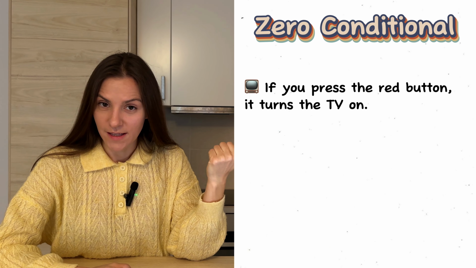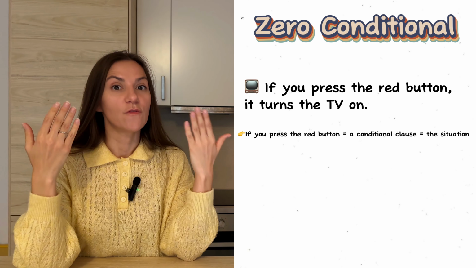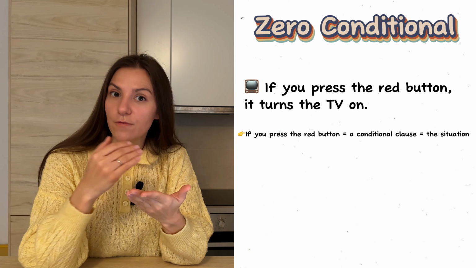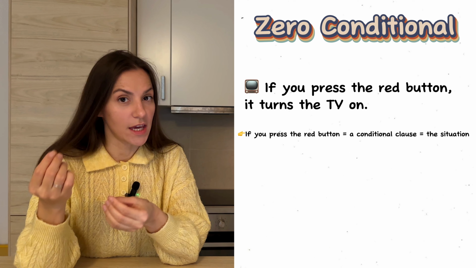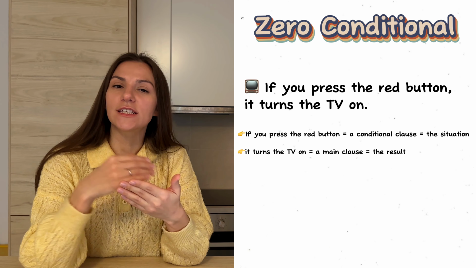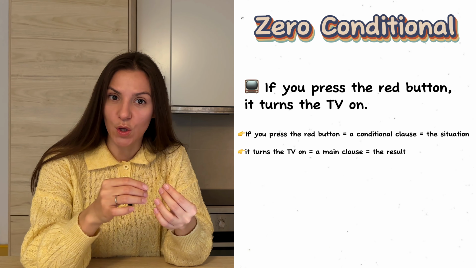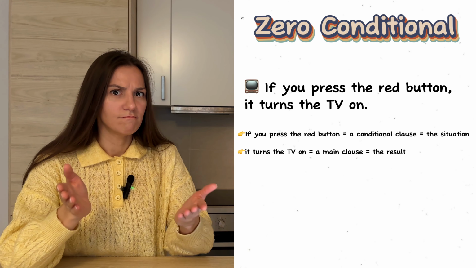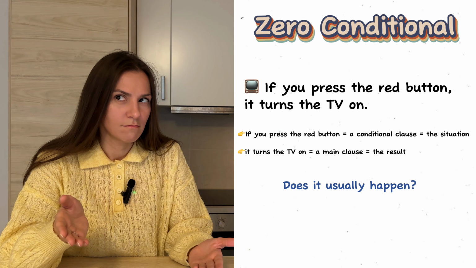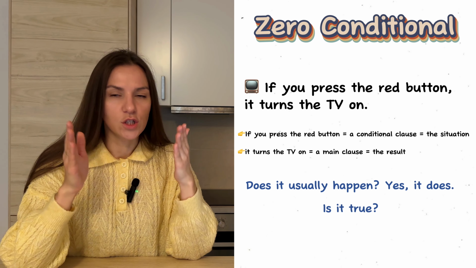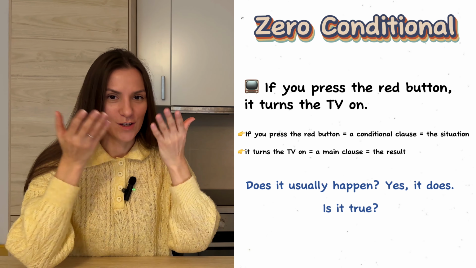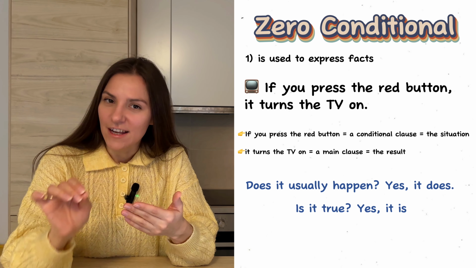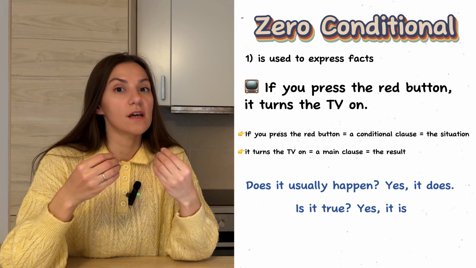If you press the red button, it turns the TV on. If you press the red button is a conditional clause, an if clause. It's a situation. It turns the TV on is a main clause. It's the result of the situation. And does it usually happen? Yes, it does. Is it a general truth? Yeah, it is. And it's the zero conditional because it shows a fact.